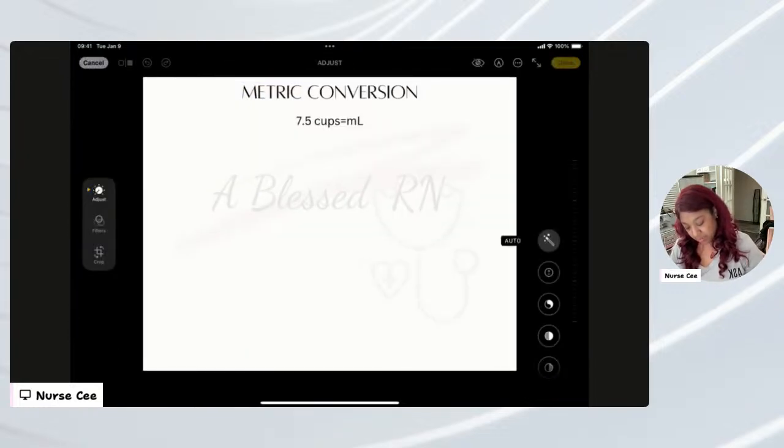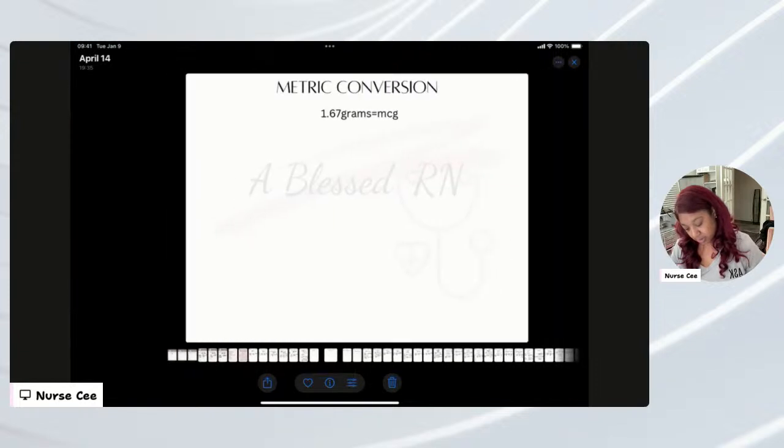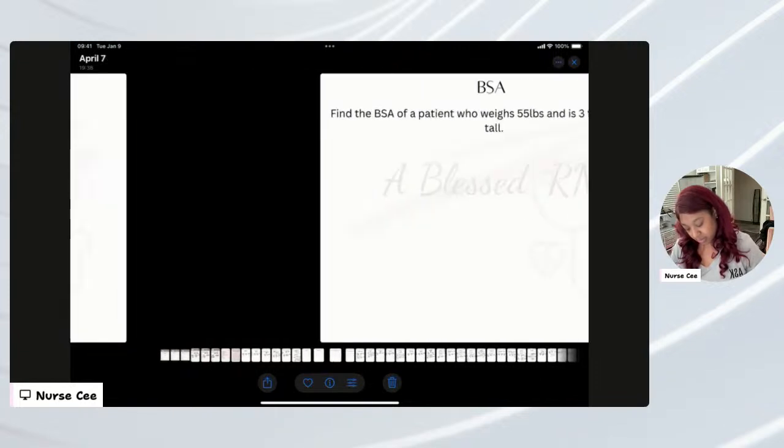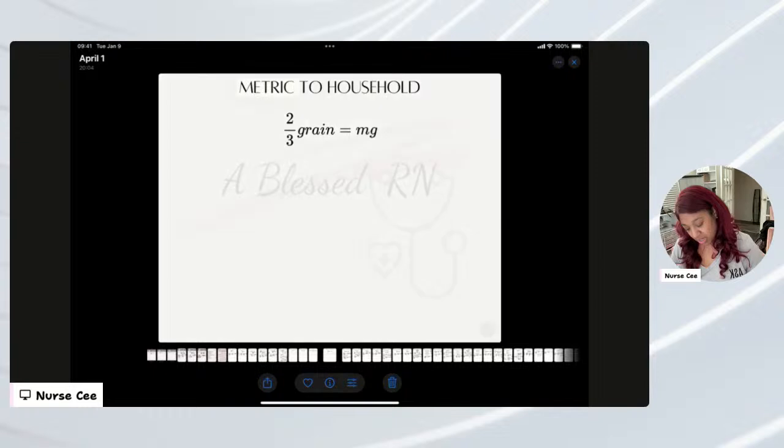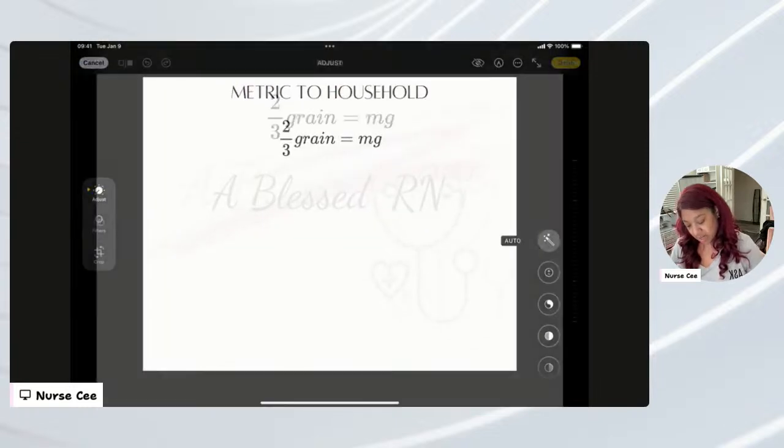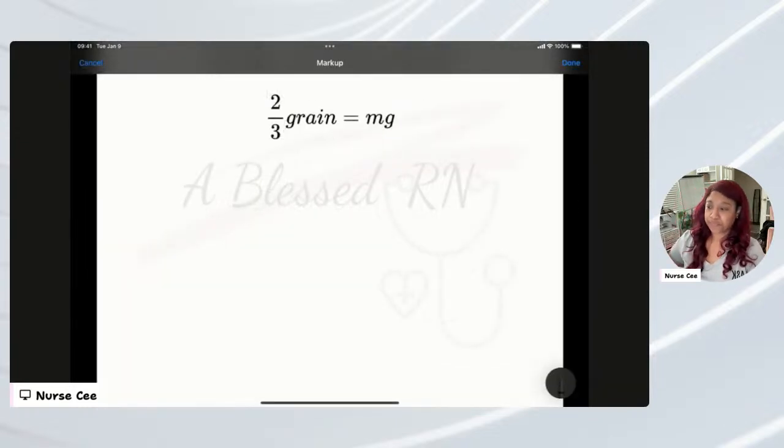All right, we did one of these. I want to go to another one. This is BSA. Let's do grains and milligrams. Now, grains is apothecary. There's not too many medicines that I've seen in the hospital setting that you use grains with, but if they want to throw that at you in your program, then we'll be able to take care of it. So, 1 grain equals 60 milligrams.